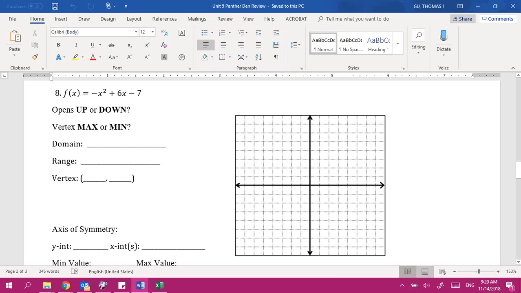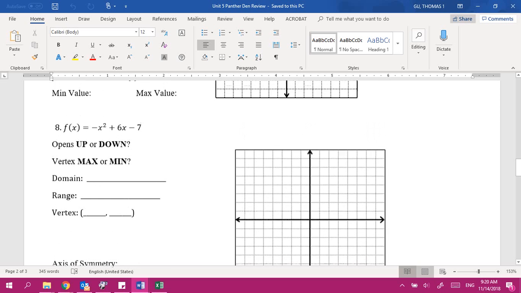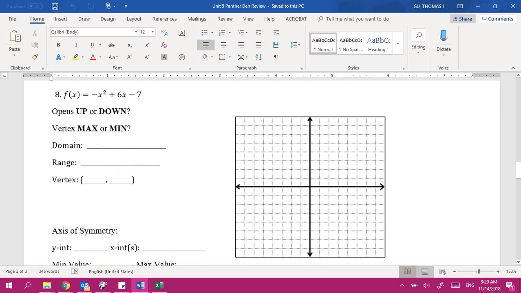All right, number 8. So this one, you can see there's no transformations listed because this is not in vertex form. You can't tell the transformations just by looking at the equation, really, except for the reflection, I guess. But first things first, there's a few things that you can tell just from looking at the equation.